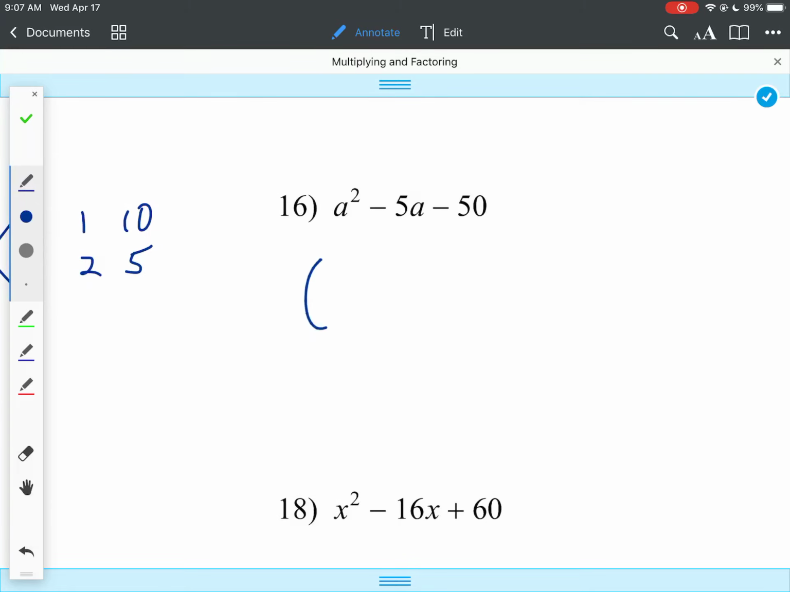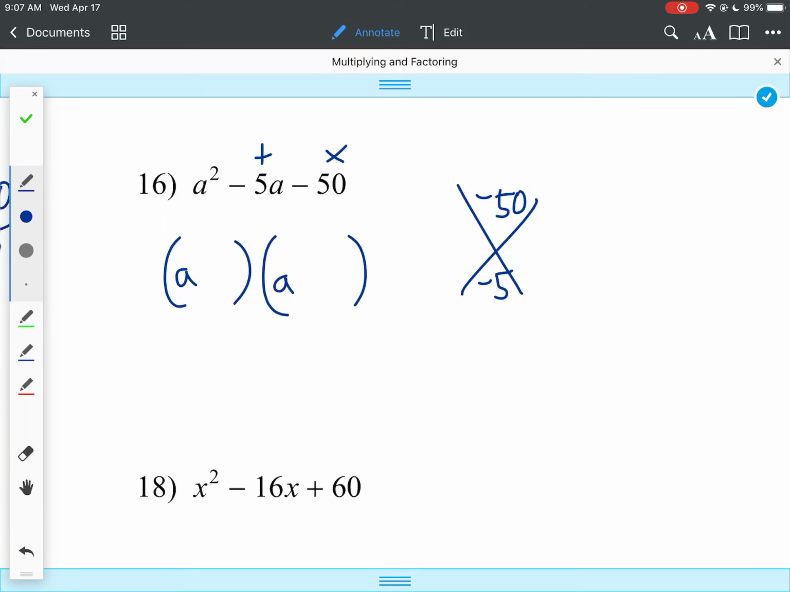So we can set up our parentheses. So A and A, create our diamond problem. Remember, this is the multiply and this is the add. So put negative 50 up top, put negative 5 on the bottom. Okay, because our multiplication number is negative, one of our numbers has to be negative. Okay, so let's figure out the factors of 50.